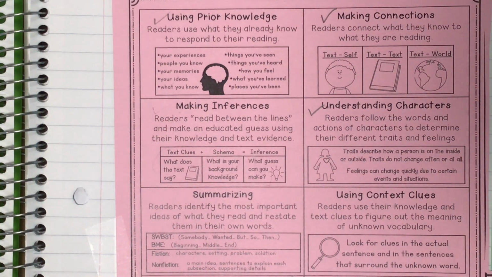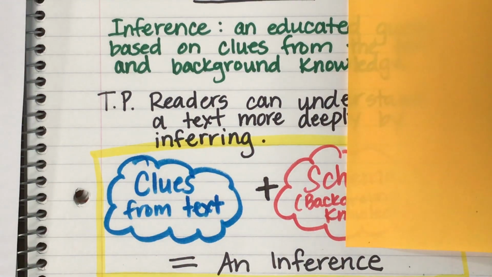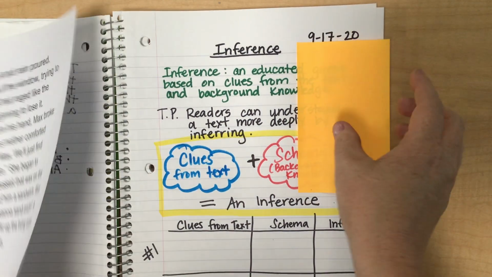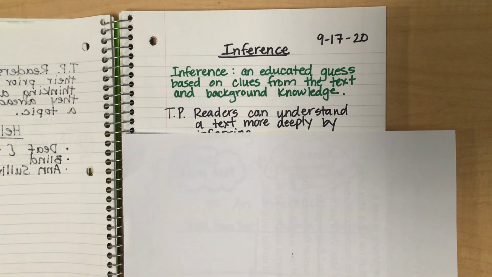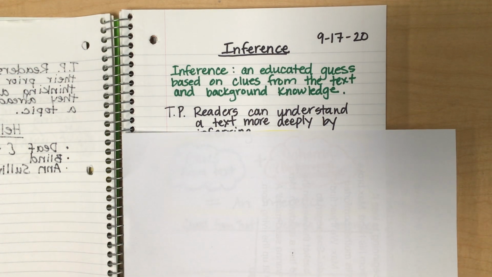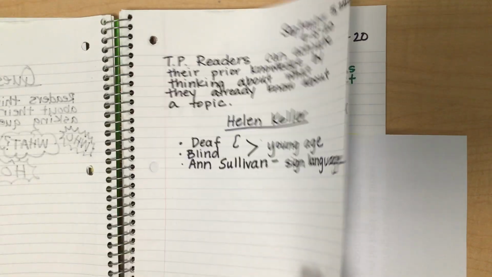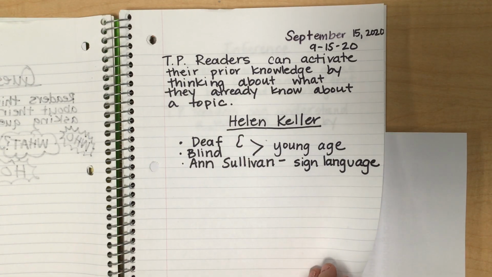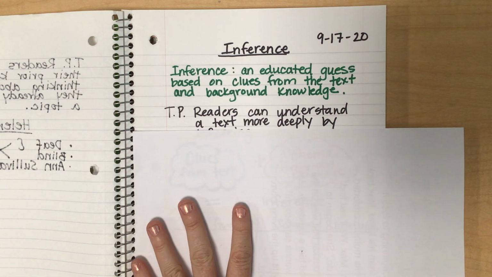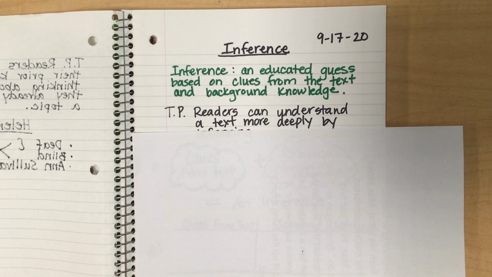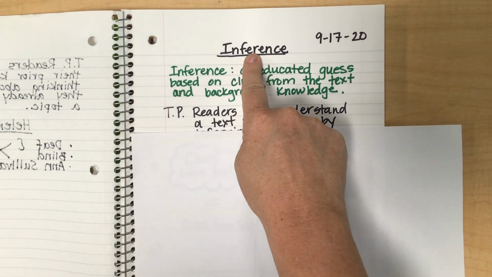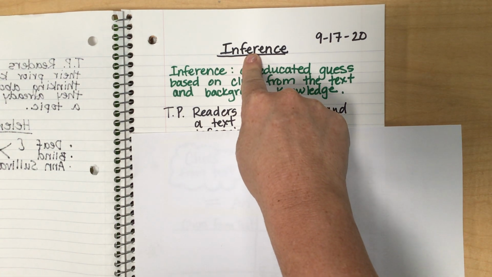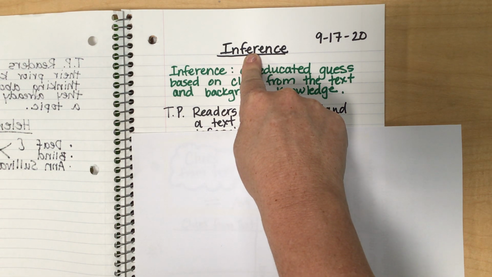So I would like you to go to the next available page in your reader's notebook, and we're going to make our inference page. It should come right after your prior knowledge page. Go ahead and put the date. Today is September 17th, 2020, and write inference at the top. Remember, you can always pause to give yourself time to write.